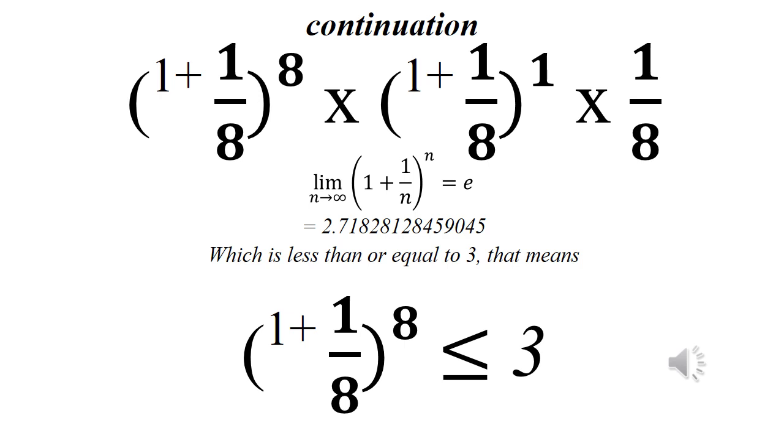So since we have 1 plus 1 over 8 raised to power 8, the 8 there represents the n here, so we can also say it's less than or equal to 3 according to the limit function here. So it's also less than or equal to 3.